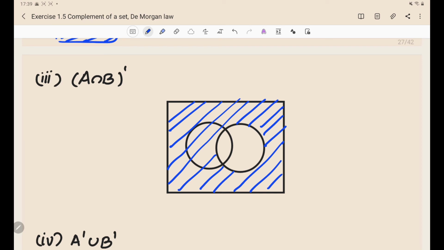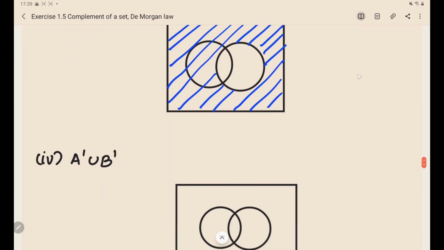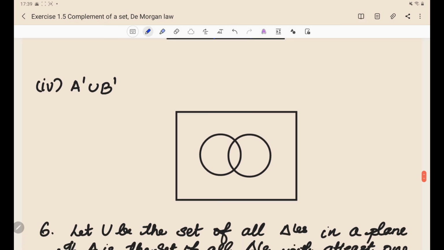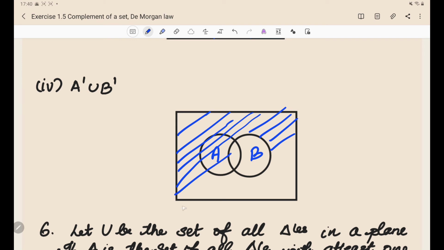Again, A complement union B complement. Similarly, as in the second section, you can find it, and you know that this is again the portion here, A and B. So here all the other portion other than the common portion for both A and B is the A complement union B complement.